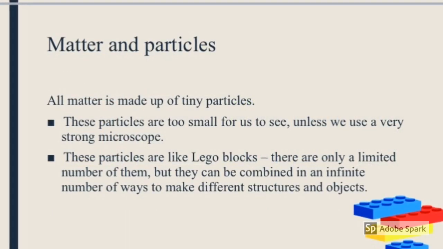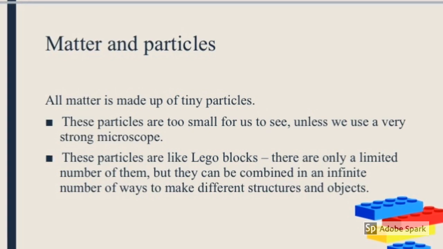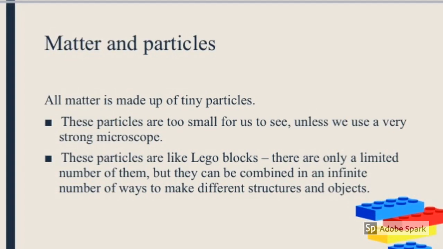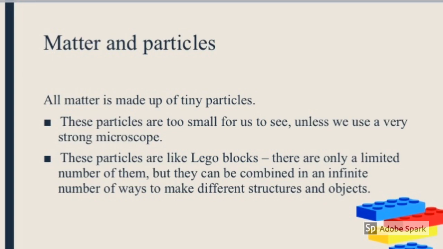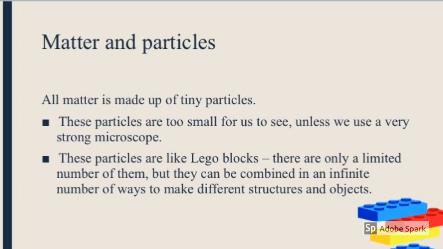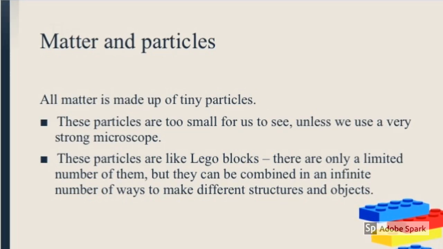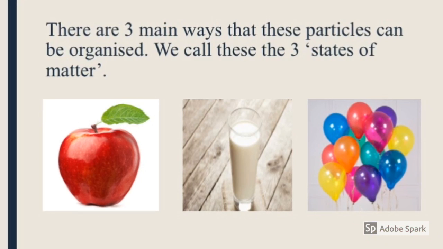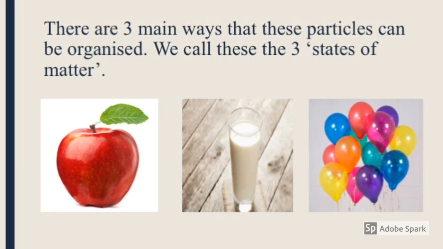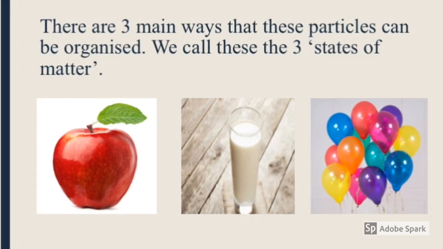Matter and particles. All matter is made up of tiny particles. These particles are too small for us to see unless we use a very strong microscope. These particles are like Lego blocks. There are only a limited number of them, but they can be combined in an infinite number of ways to make different structures and objects. There are 3 main ways that these particles can be organized. We call these the 3 states of matter: solid, liquid and gas.